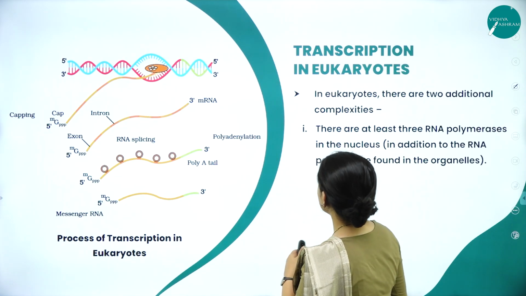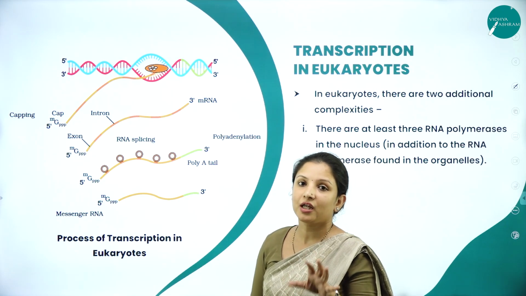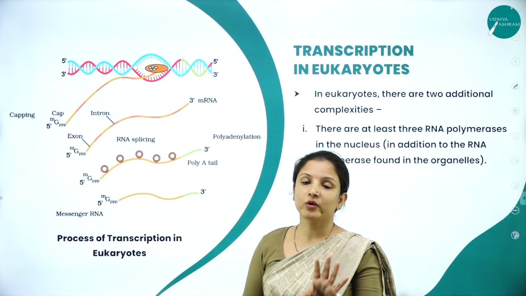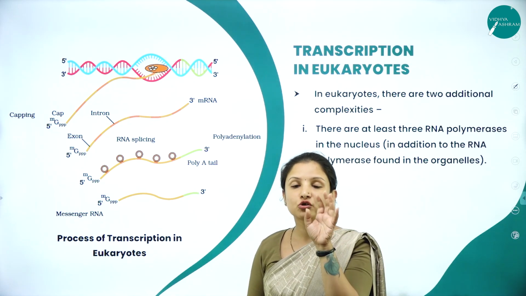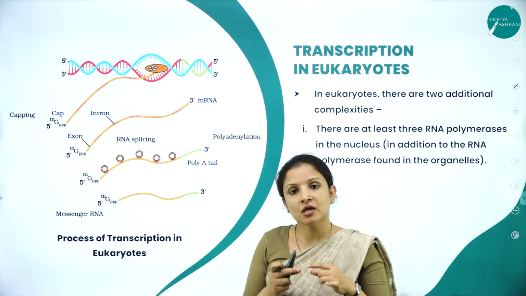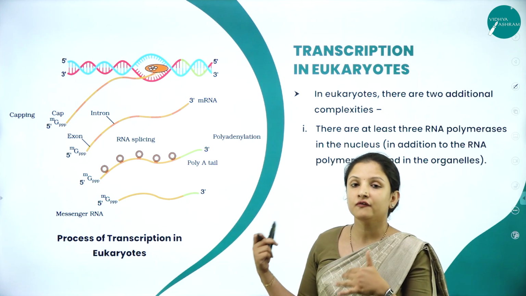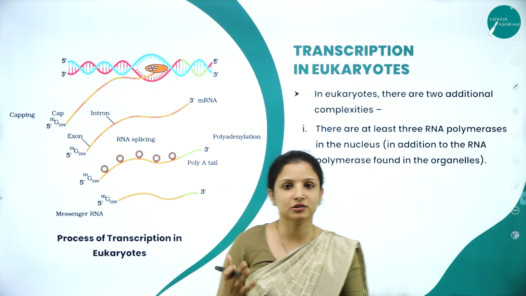Next, moving to transcription in eukaryotes. Transcription in eukaryotes is quite complex. Why? In eukaryotes, the mRNA strand that is formed will contain both exons and introns. The introns need to be removed and the exons should be joined by a particular enzyme to make a stretch of coding strand. All that is extra steps in the case of eukaryotes, which is not there in prokaryotes. So we'll look into what happens in eukaryotes.